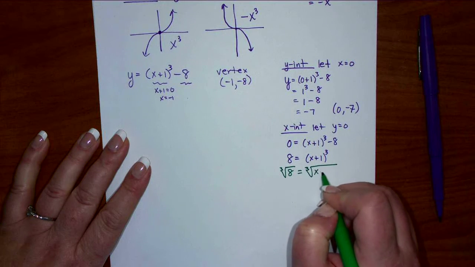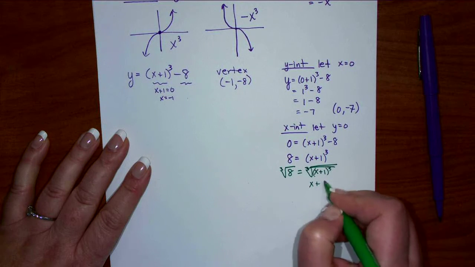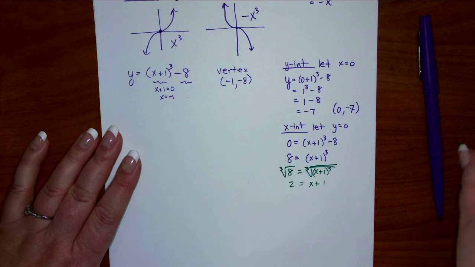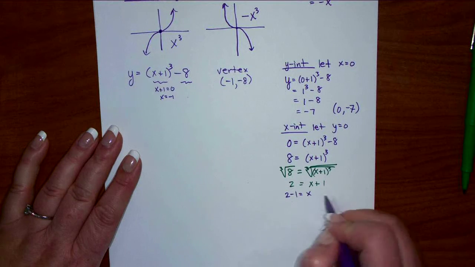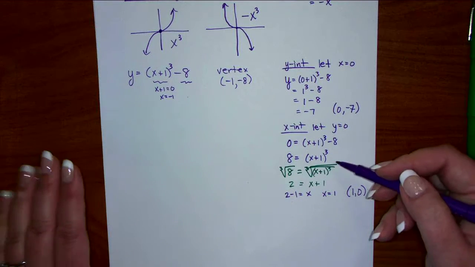That cancels, so we just get x plus 1 equals, the cube root of 8 is what? 2. So 2 minus 1. So what you do is you isolate the cube and then take the cube root of both sides.